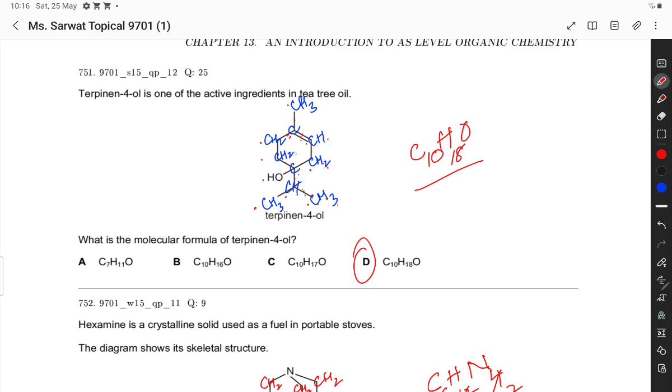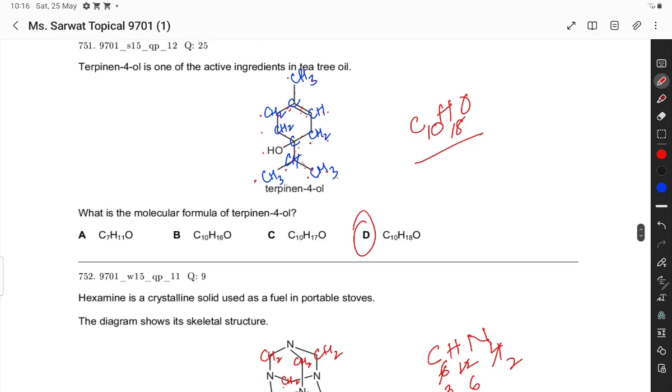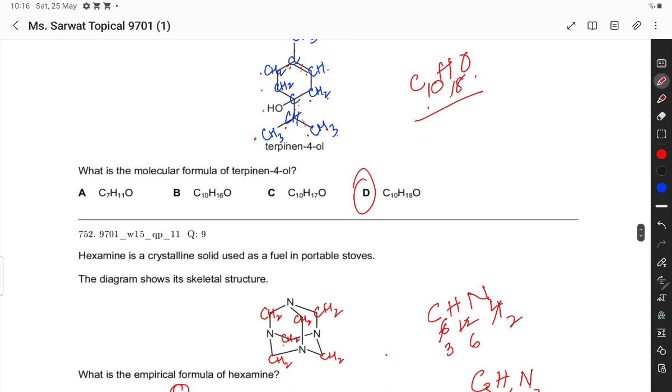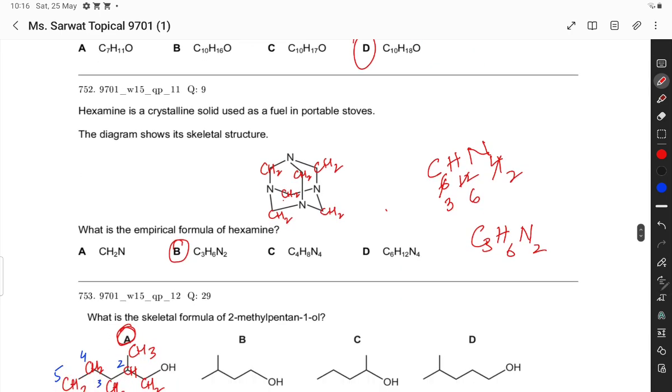So similarly, work it out like this if you are asked to find the molecular formula from the skeletal formula. First draw the carbons like this, and count the number of carbon, hydrogen and oxygen atoms. So C10H18O. So D is the best option.